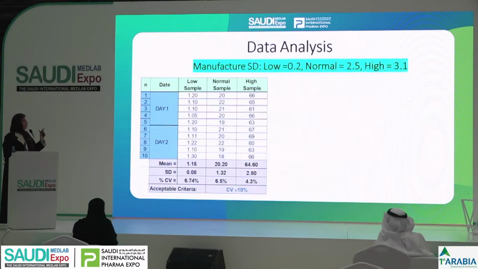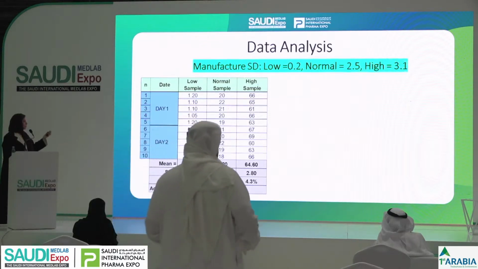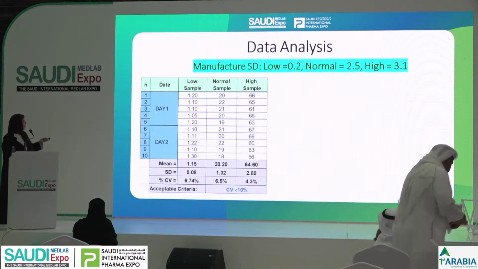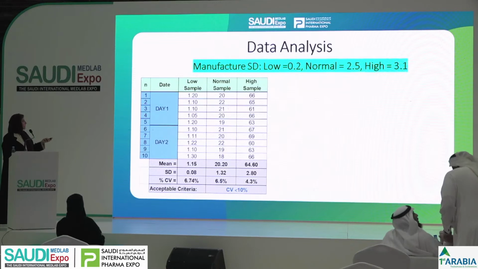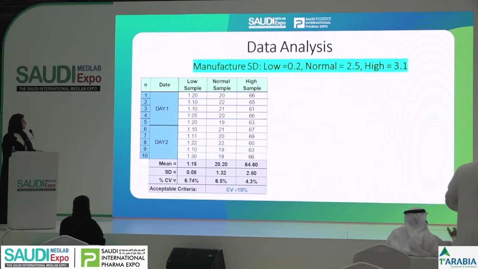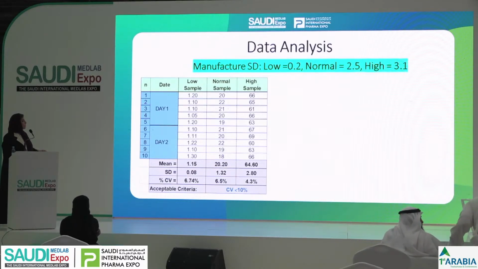Here is a quick example. It should be 20 readings minimum, but I put 10 because of the slideshow. Here I have my day 1, day 2, this is between labs. All these are my readings. I have 3 samples with different concentrations, and I have my CV here. My acceptance CV is 10%, and mashallah, all my CVs are below the 10%.